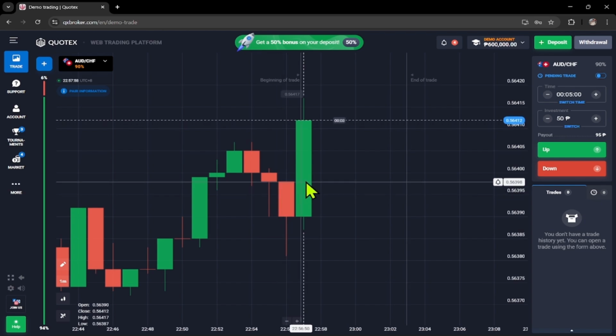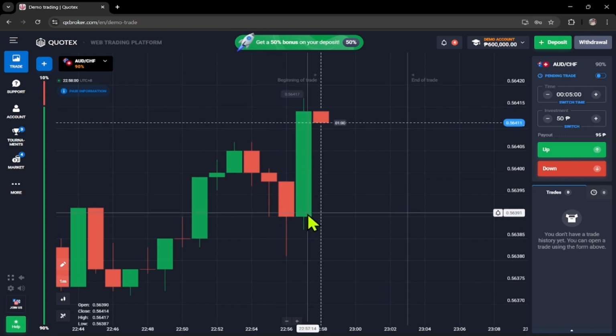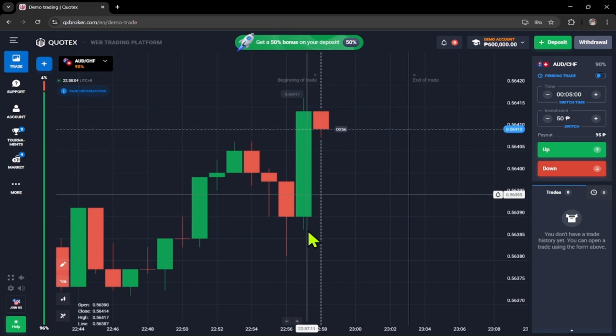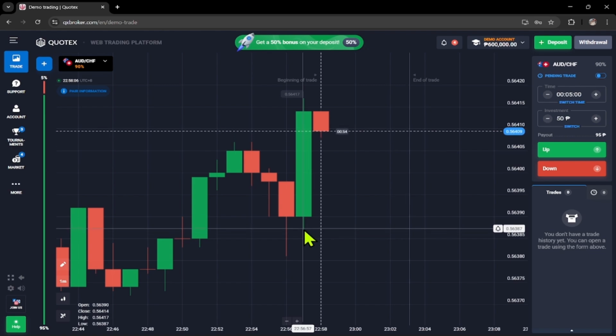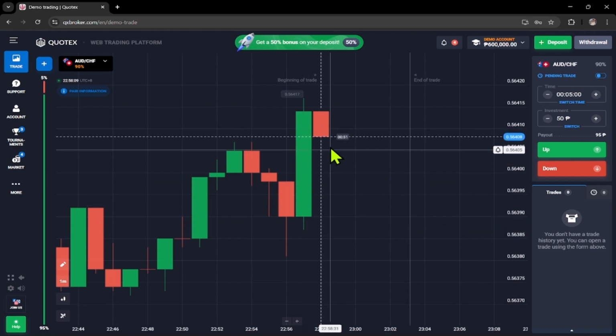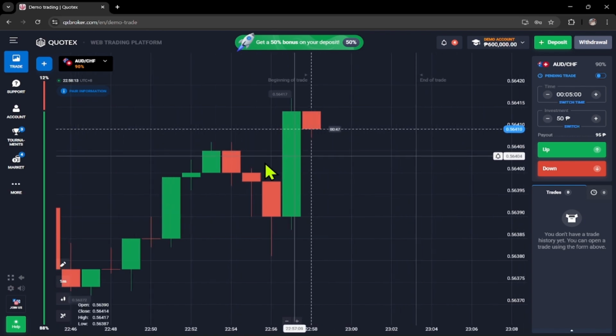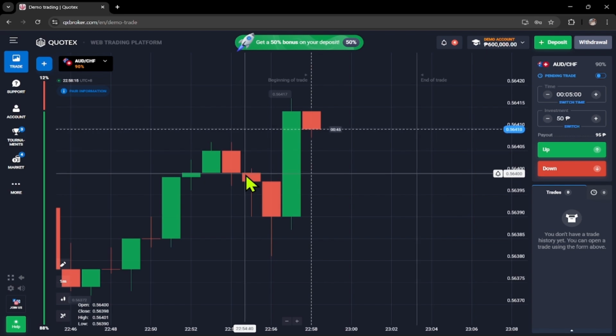The thin lines above and below the body are called wicks or shadows. The upper wick shows how high price went before pulling back. The lower wick shows how low price went before moving back up. A candle with a big body shows strong movement in one direction. A candle with a small body shows hesitation or weak momentum.